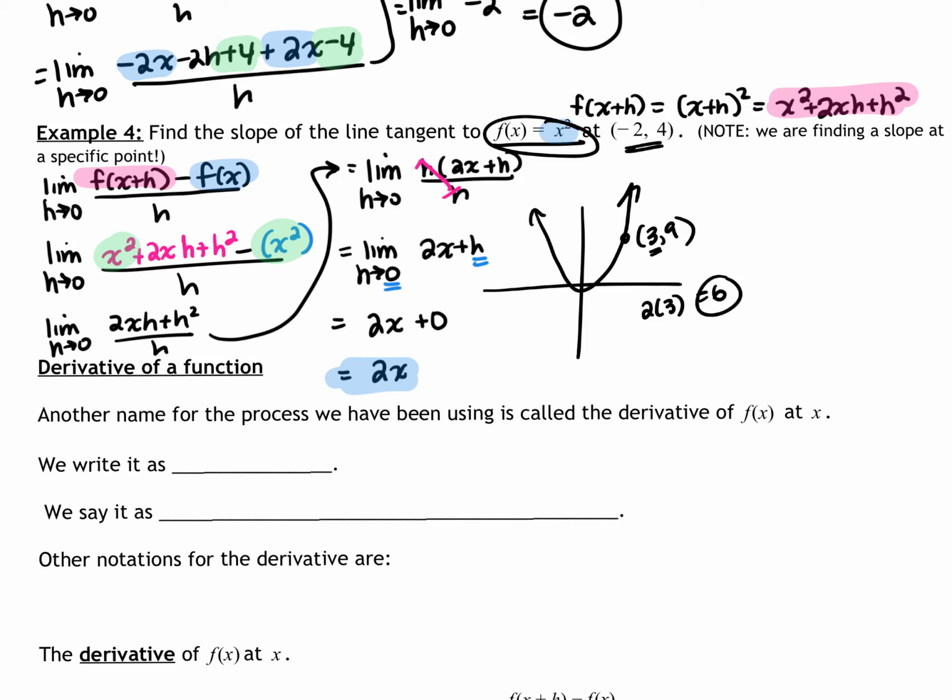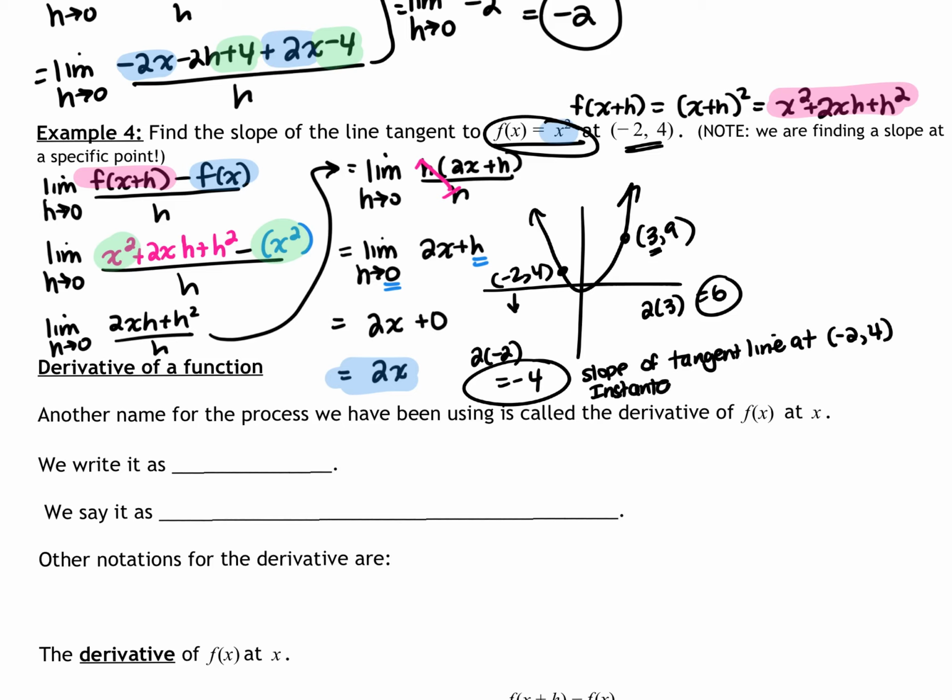Now, I gave you a specific point, -2, 4, to actually use. So the instantaneous rate of change is just going to be 2 times -2, which is -4. This is the slope of the tangent line at the point -2, 4. We could also think of this as the instantaneous rate of change at the point -2, 4. Okay, so there's a couple ways we can think about that.